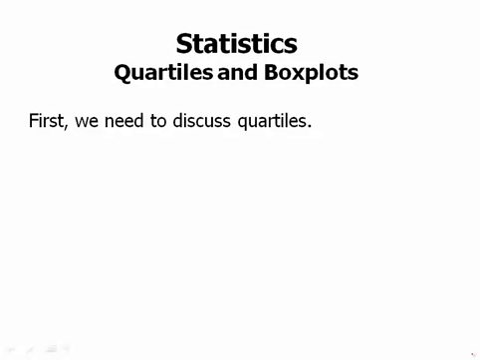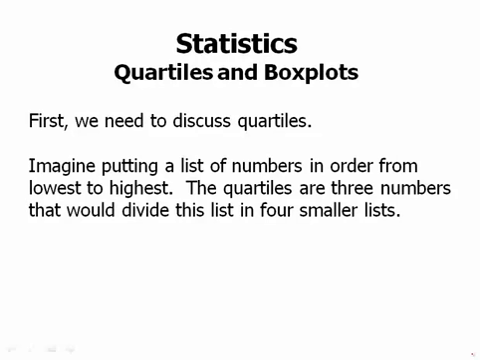Quartiles and boxplots. First, we need to discuss the issue of quartiles. What exactly are quartiles of a distribution? Imagine putting a list of numbers in order from lowest to highest. Of course, the middle number on that list would be the median. We've already talked about that. The quartiles are three numbers that would divide this list into four smaller lists, four equally sized lists.